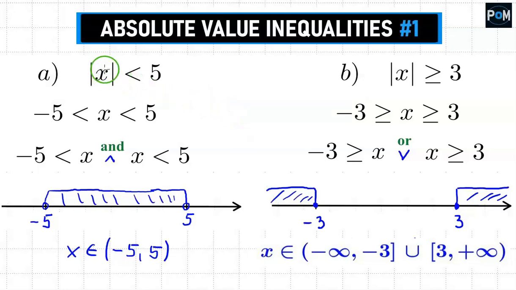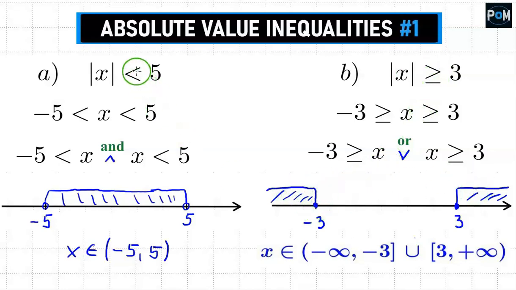Either the absolute value of x is less than some number, then we have the intersection of the two intervals. It turns out to be just one interval. And in the second case, x is greater than or equal, the inequality sign is flipped the other way, then we get the union of two intervals. It is either this or that.